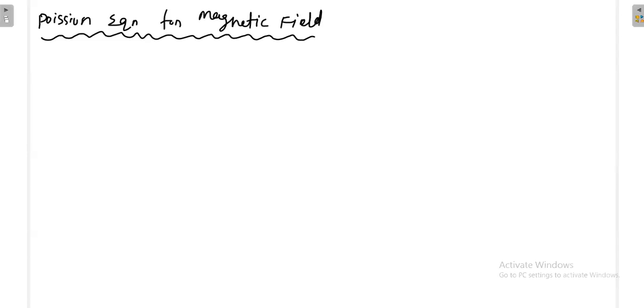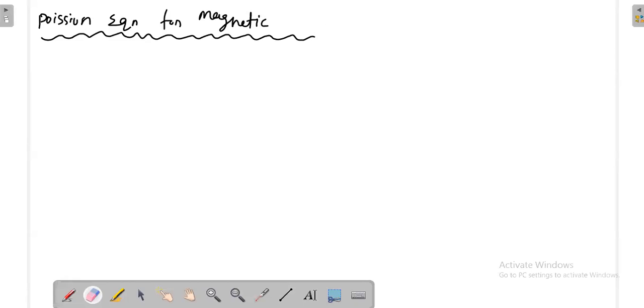Okay, for this some derivation is there. I'm not doing the derivation. Okay, so the Poisson equation for magnetic field is not magnetic field, that is magnetic vector potential.